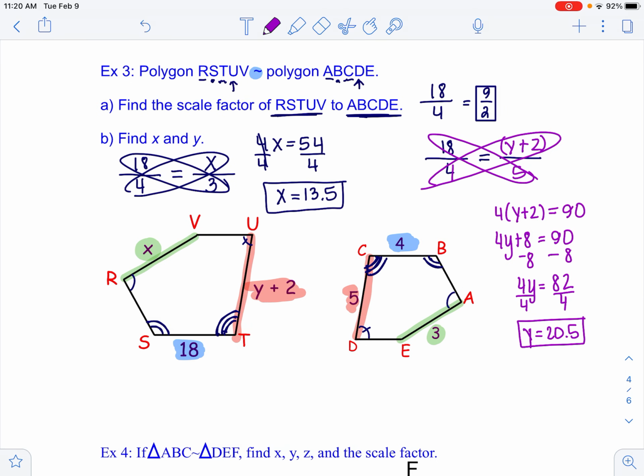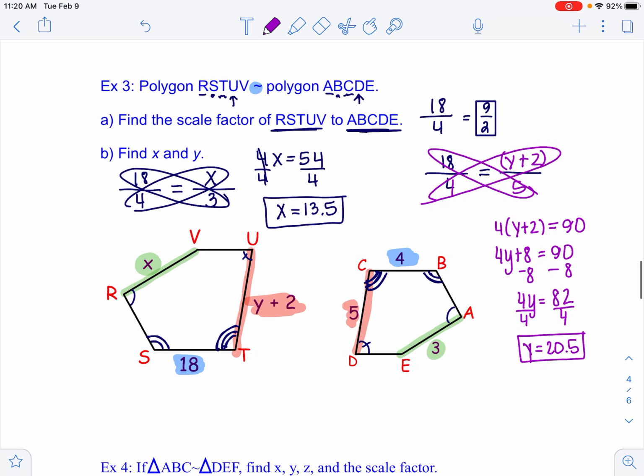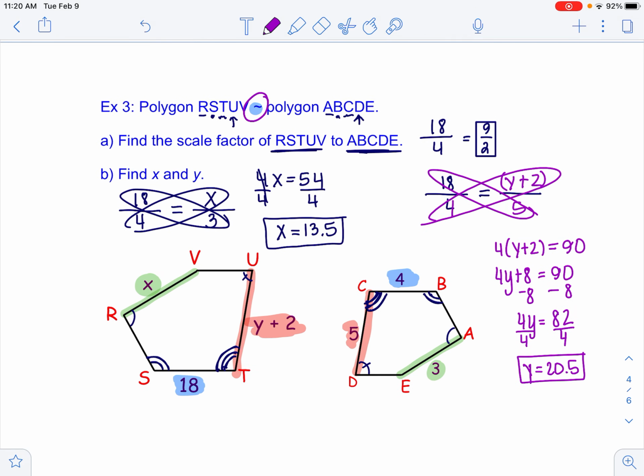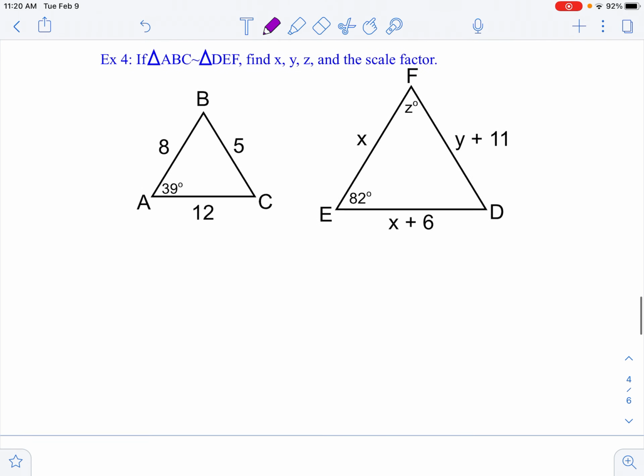Okay? So the key to this is we make a proportion and we solve it. We have similarity, you make a proportion and solve it. You see similar, you should be telling yourself, I need a proportion. A proportion is 2 fractions that equal each other like this. Just a single fraction is called a ratio.